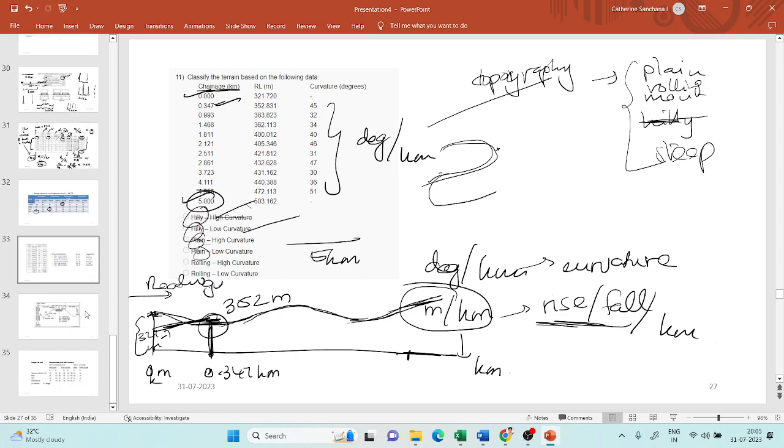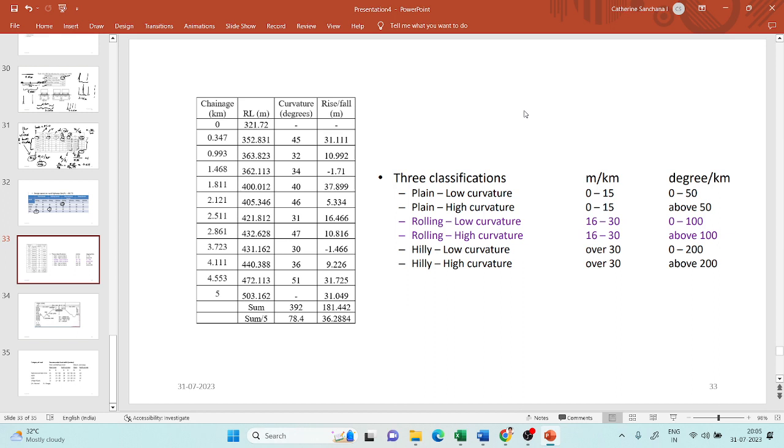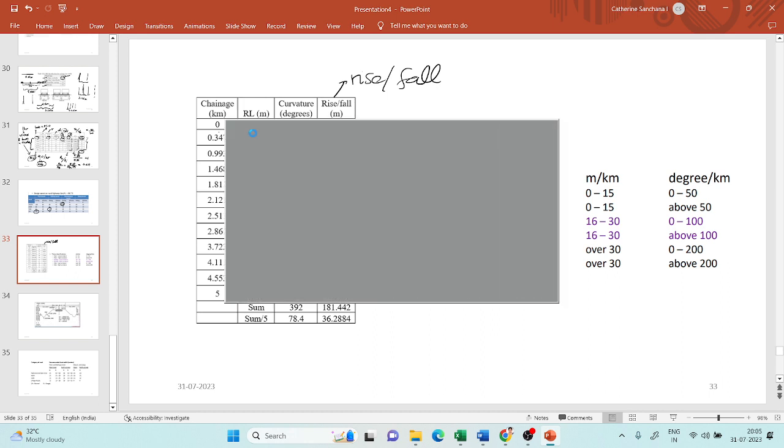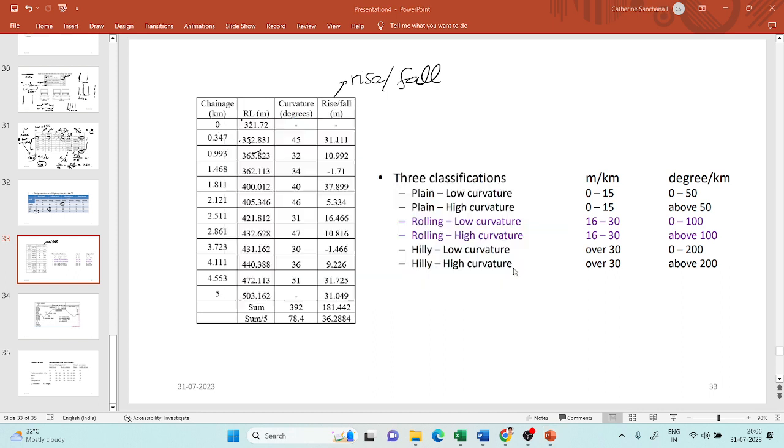Now, let us go to the solution of this problem. See, this is the problem. At chainage 0, my reduced level is 321. At chainage 0.347, it is 352. Now I have to find out rise or fall. How will I find this out? Just find the difference between the second value minus first value. So 352 minus 321 is 31.11. Now to find out the rise or fall between these two, find out the difference between 363 and 352. And that will be 10.992.